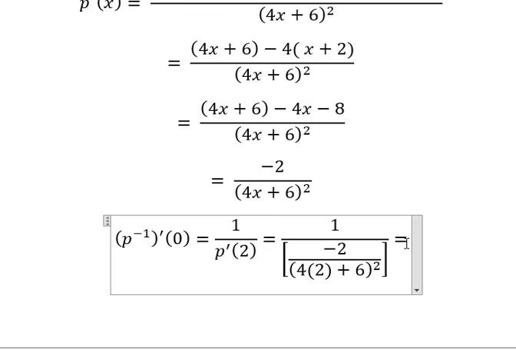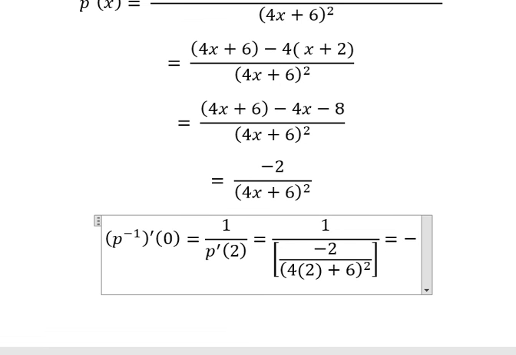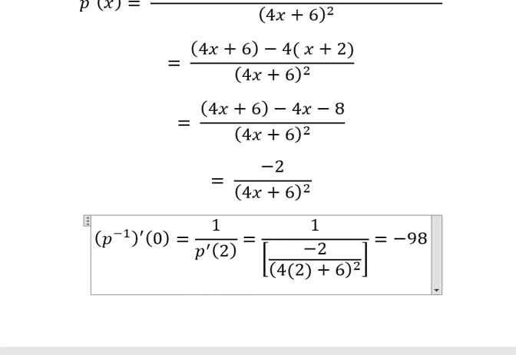And that is about negative 98. This is the end.